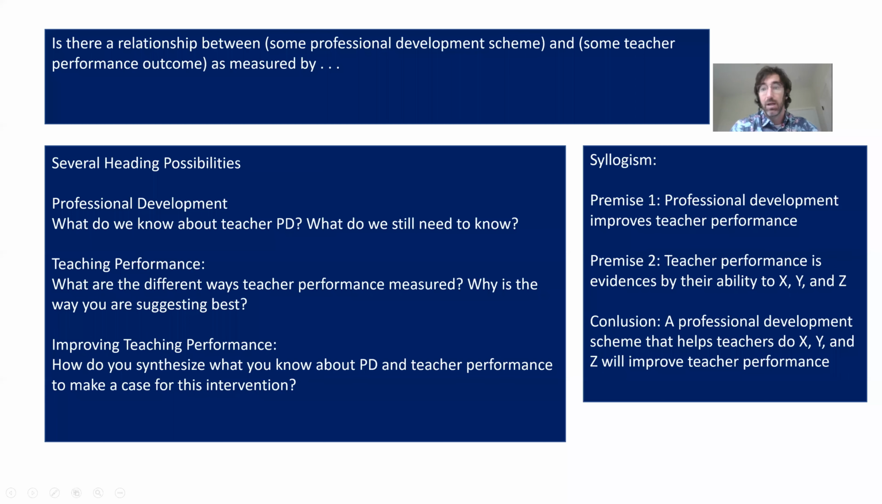And just looking at the right here, professional development improves teacher performance. So you're finding articles that look at professional development, and specifically that in some way, not your way in particular, but in some way professional development improves teacher performance. Again, similar to the last example, teacher performance is evidenced by their ability, sorry, that's a typo, to X, Y, and Z. So you're going to find a couple articles that say teacher performance is shown when teachers are able to X, that's an article. When teachers are able to Y, that's an article. When teachers are able to Z, that's an article. So a professional development scheme that helps teachers do X, Y, and Z will improve teacher performance. Again, professional development is going to improve teacher performance. So some manner of teachers developing will make them better. Teacher performance itself, we know, is clear when teachers are able to X, Y, and Z. So professional development needs to do X, Y, and Z so that teachers can improve their performance.